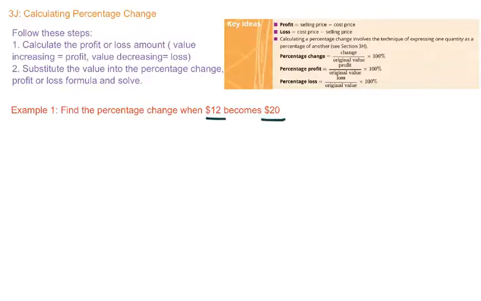Step 1, calculate the profit or loss amount. Well, we know that it starts at 12 and becomes 20, so the number's increasing, therefore we know it's a profit. And how we solve a profit, if we look up here, is profit equals selling price minus cost price. So it's 20 minus 12, which equals $8. So we know that they've made an $8 profit because it has increased.